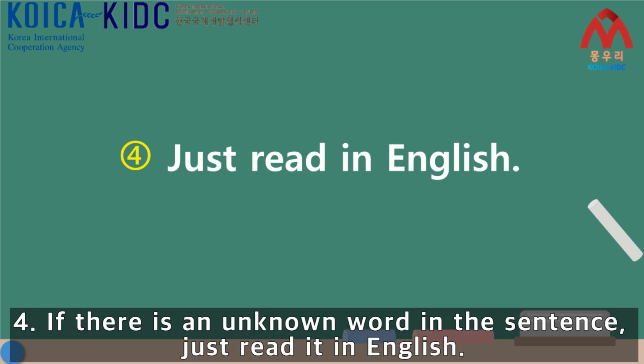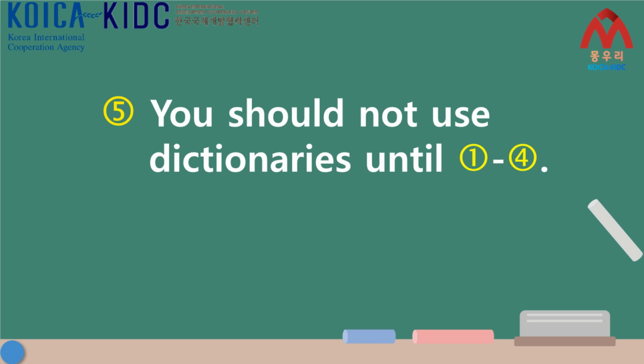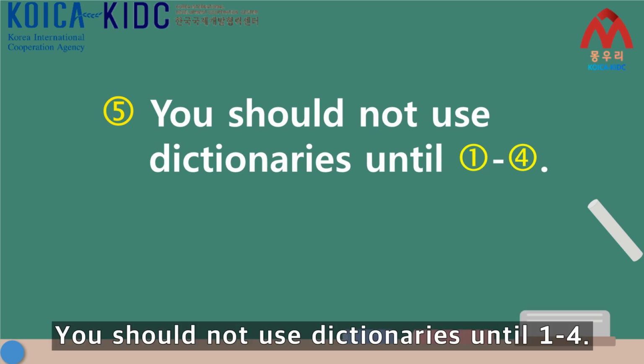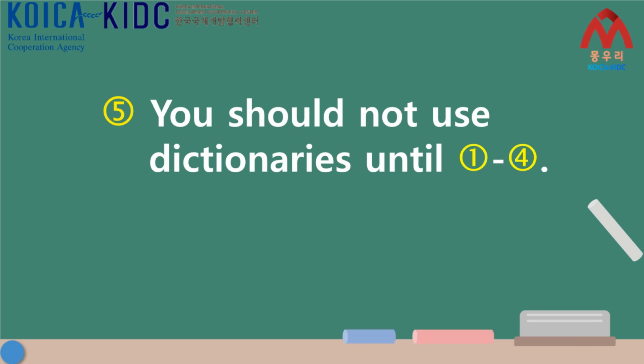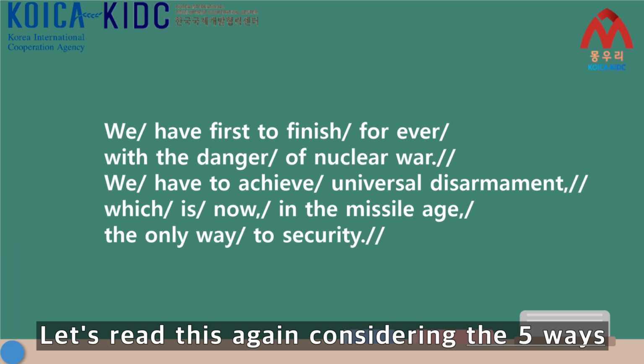Number 4. If there is an unknown word in the sentence, just read it in English. Number 5. When you have time, look up the dictionary to understand the meaning of words you do not know. You shouldn't use dictionaries until 1 to 4. Let's read this again, considering the 5 ways.